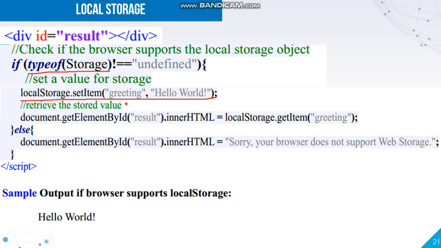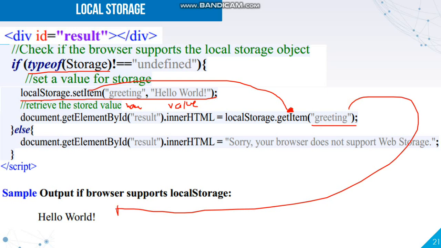Say, for example, greeting will be the name, and hello world will be the value. So if we want to print it out, we have already set it, you just need to use the local storage get item and then the name of the set item. So as you can see, for greeting, we can just print out hello world. That's how we can do it. Now else, if the browser does not support local storage, we print: sorry, your browser does not support web storage. So that's how we can use that.